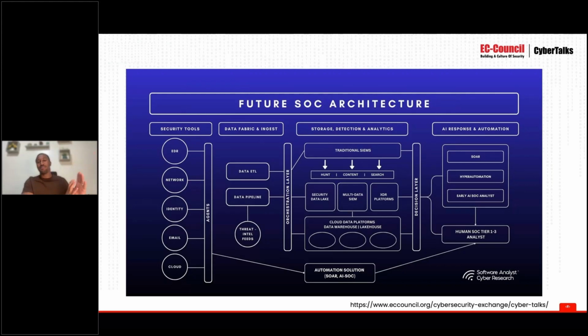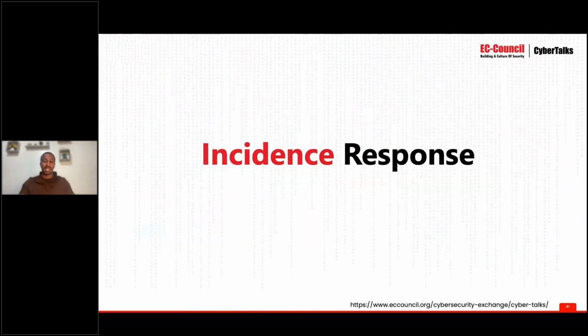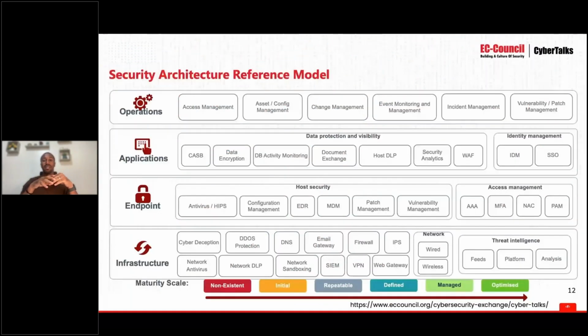So what is incident response? Let's move from that to the part of incident response and where incident response is getting to. When looking at incident response, there's also the maturity level of a modern security operations center model, where we're looking at operations, applications, endpoint, and infrastructure.